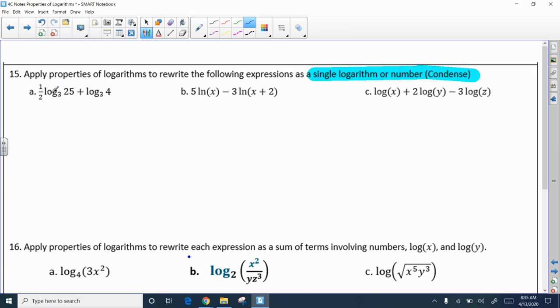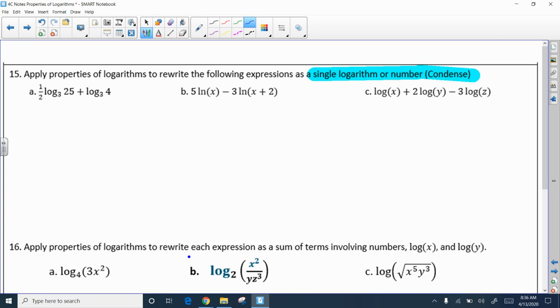So if we look at A, we have 2 logarithms. We have 1/2 log base 3 of 25 plus log base 3 of 4. So there's two separate logarithms. We want to write those as one logarithm. Then on B, we also have two logarithms, and on C, we have three logarithms that we are going to rewrite. So we're trying to rewrite this as one single logarithm.